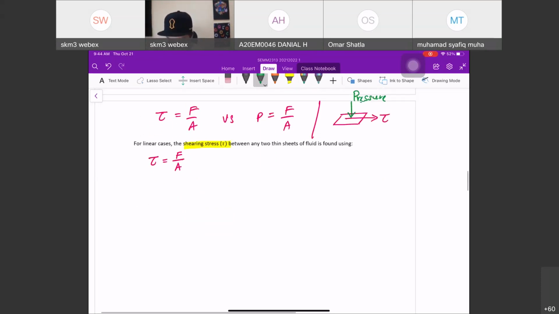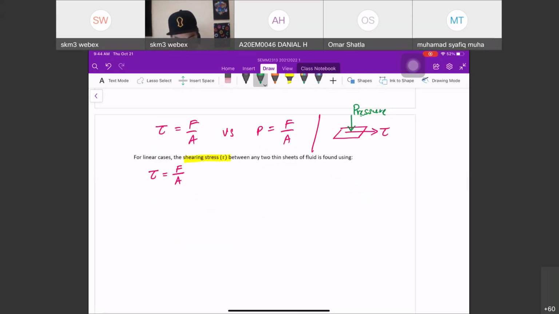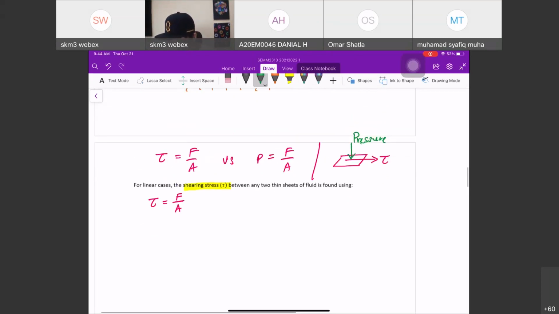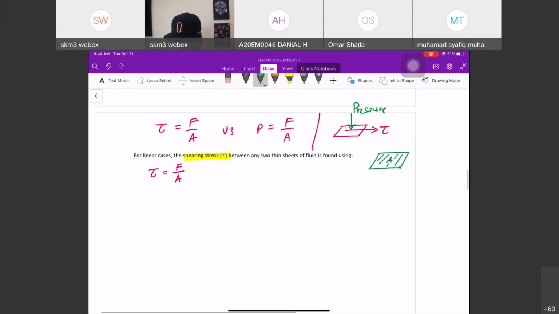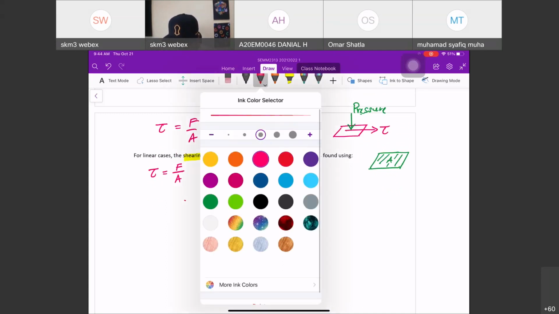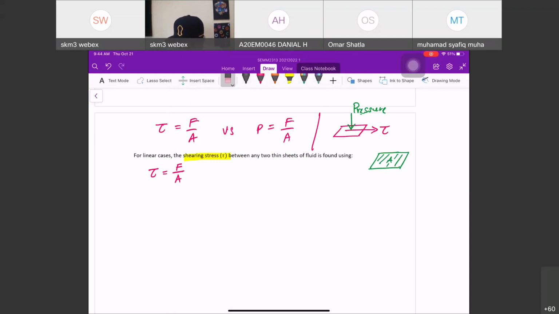Okay, so now we are looking for the shearing stress. Shearing stress is equal to force over area. For example, this is the force, and this is the area. Another equation will be the dynamic viscosity, mu, multiplied by velocity U over capital Y, or dynamic viscosity times dU over dY.